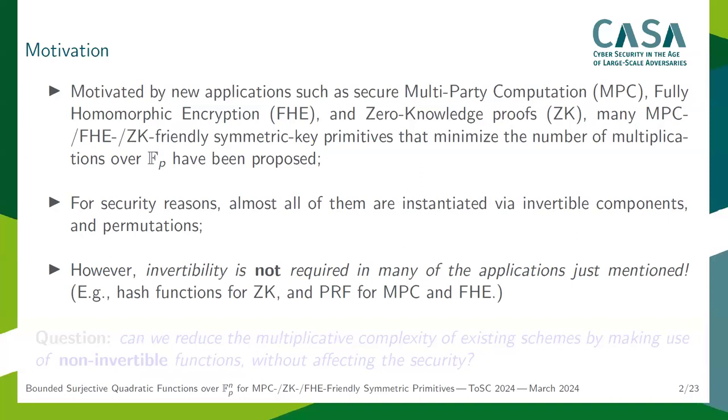At the same time, we don't need invertibility. For zero knowledge, for example, we need a hash function, which is not invertible; you have collisions. And for multiparty computation or fully homomorphic encryption, you need a PRF, which is not invertible by definition. Okay, you can instantiate a sponge via a permutation, you can set up a PRF via a permutation, but that's actually not necessary for our goal.